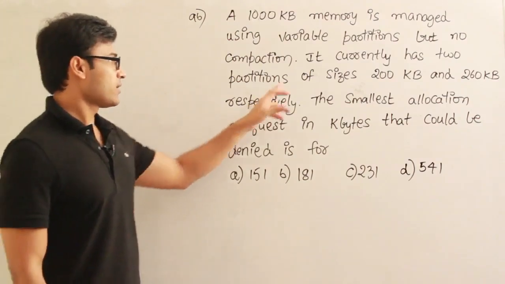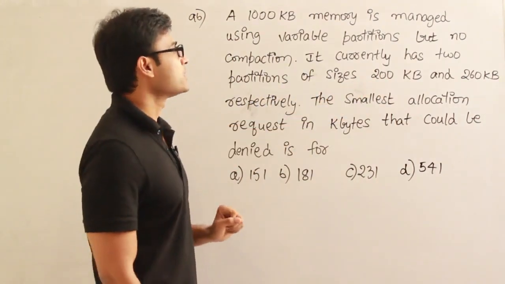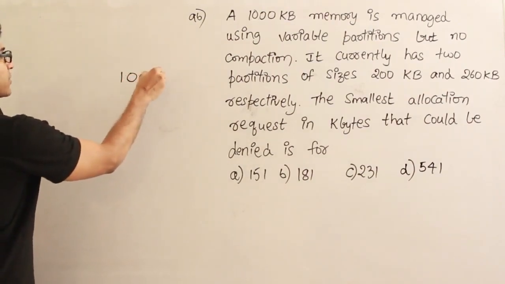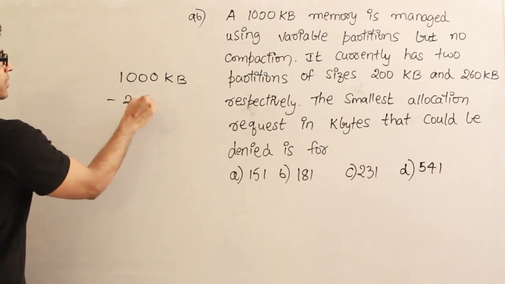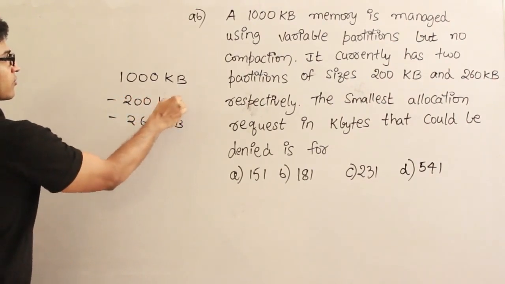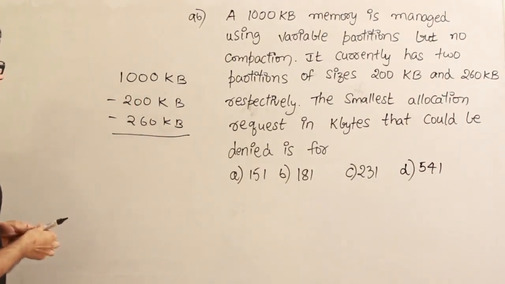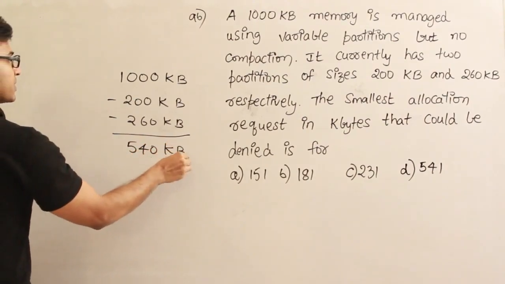And it is currently holding two partitions of sizes 200 KB and 260 KB, which means total available is 1000 KB, right? And already 200 KB is allocated and then 260 KB is allocated. Therefore, what is the free space available? 1000 minus 460, which is 540. So 540 KB free space is available.